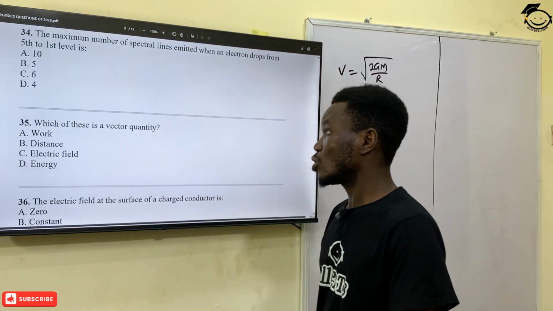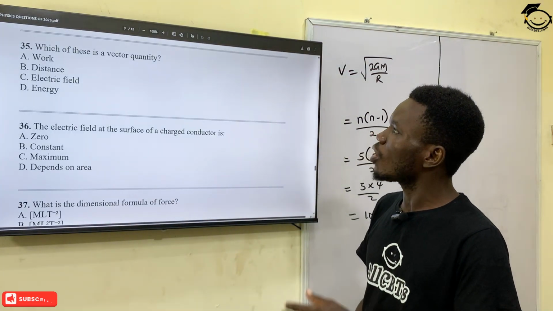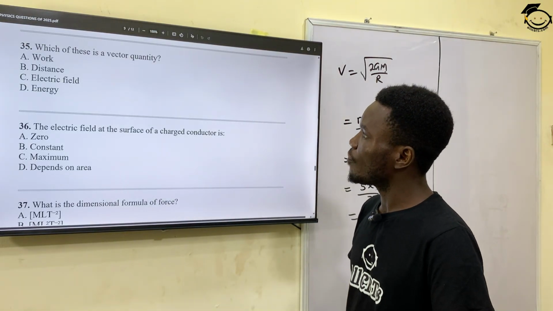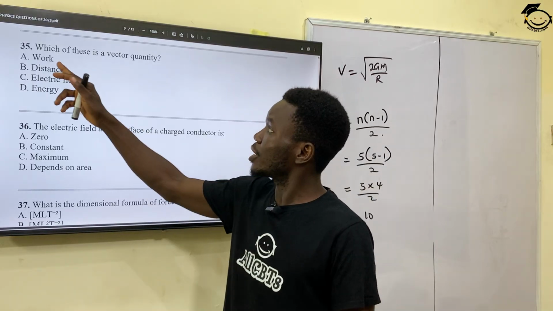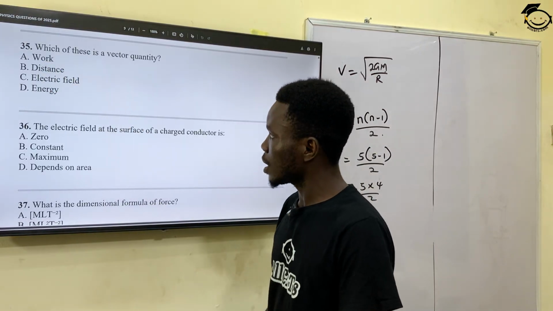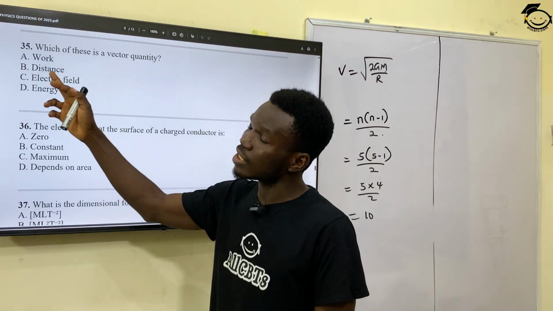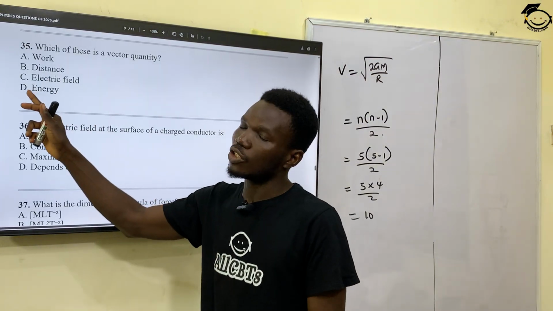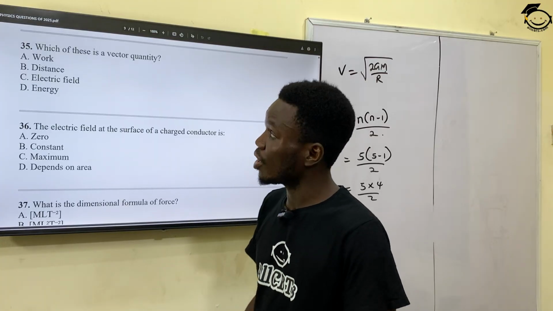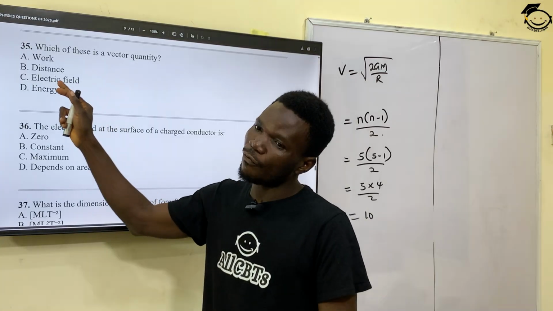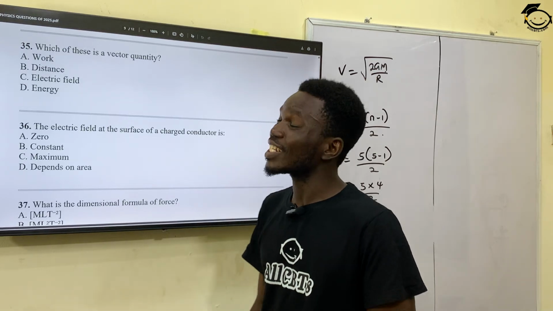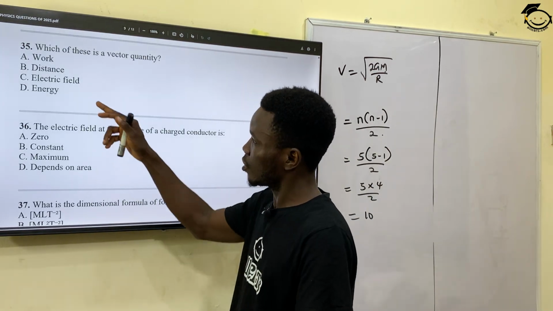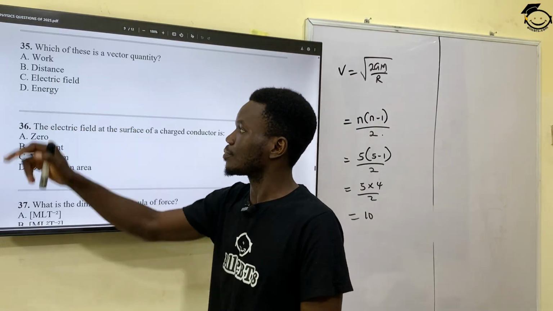So that is also question number 35, which says, which of these is a vector quantity? The first option here, walk, is not a vector quantity as it does not involve direction. Distance is not a vector quantity, it also does not involve direction. Energy is also not a vector quantity because it does not involve direction. But electric field involves direction, so it is a vector quantity because it has both magnitude and direction. So that is option C.